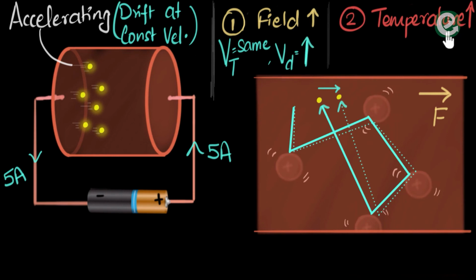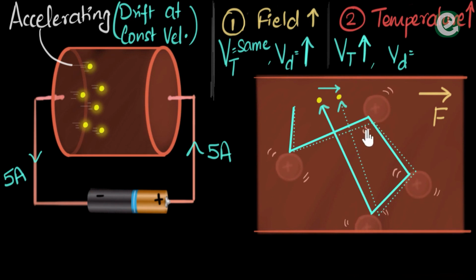All right, let's take the second case. In the second case, the temperature is increasing, so we would expect the thermal velocity to also increase. More temperature, more heat energy, and so it'll go faster. And so thermal velocity will increase. What do you think will happen to the drift velocity? Well, let's see. The accelerating force remains the same because I'm not changing the field now. However, because the thermal velocity has increased, because the random motion has increased, now there will be more collisions happening.